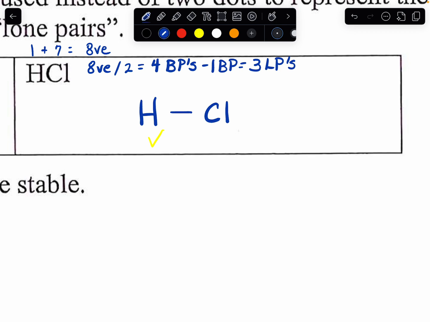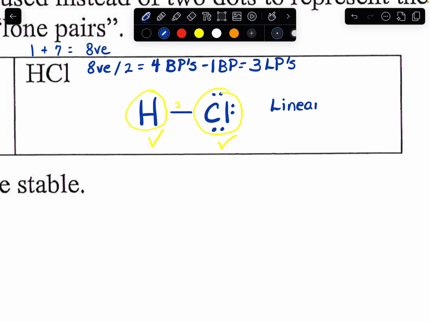So if hydrogen's already satisfied with its duet, then chlorine wants to have the rest of them. So all 3 lone pairs go to chlorine. So I know hydrogen's happy with the 2 that are in here. And chlorine is happy because it has 8. So this is also 2 atoms with a line in between.